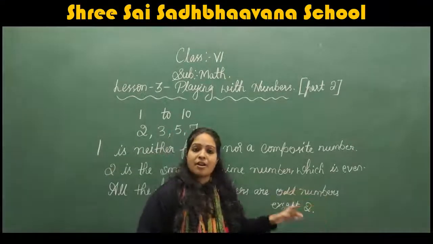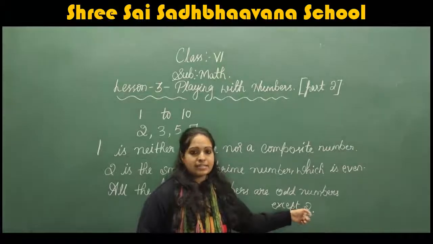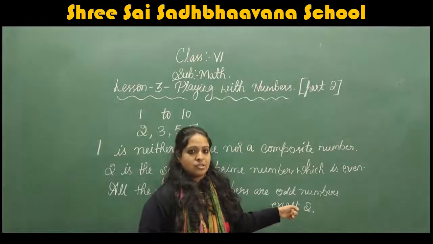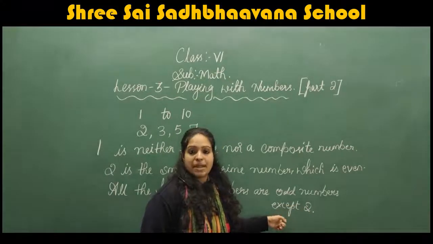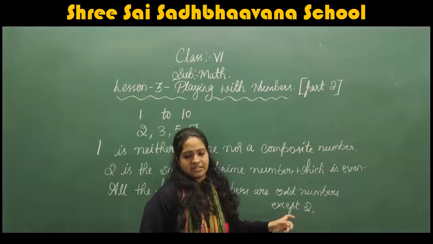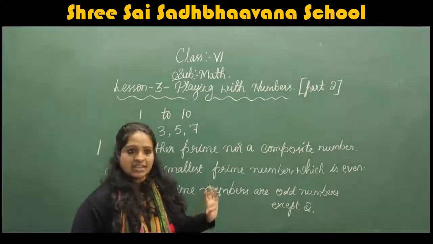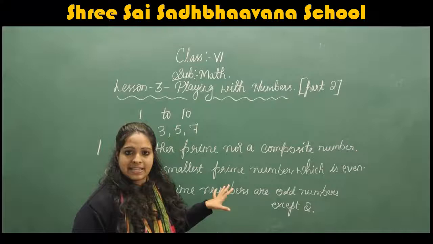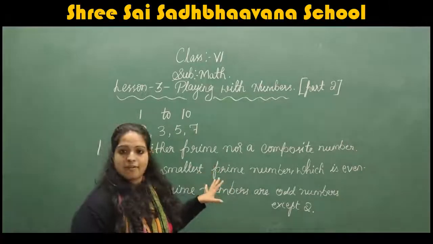All the prime numbers are odd numbers, except 2, which is the even number. So that is also the smallest prime number, but it is an even number. That is the difference. Now we understood about the prime numbers and the composite numbers. I hope you have understood.